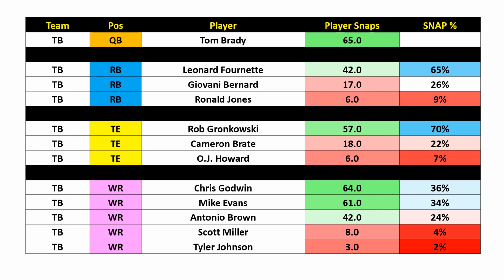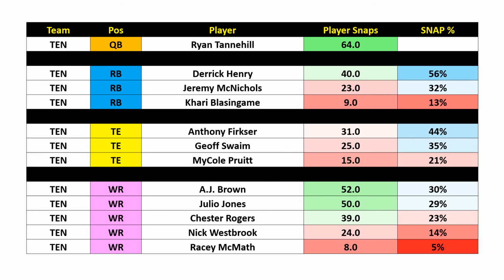Godwin and Evans, 50-50. Love to see this above 40 each. Brown horning in at 24. Probably not a surprise how this played out here at all. Tennessee, Henry at 56. McNichols at 30. McNichols may be a surprise play, especially if you have Henry. He might be an essential handcuff.